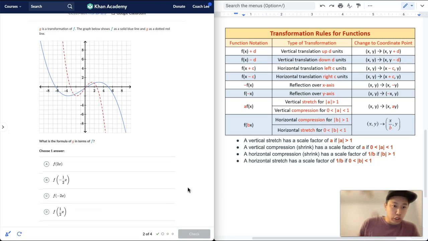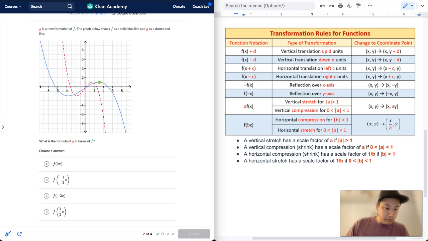All right, so same setup. G is the transformation of F. F is the start. G is the final. So the reference point I'm going to use, let's use this local max right here. Okay, so I'm talking about this guy right here, (3, 1). Okay, F is the original. Let's go through each of these.